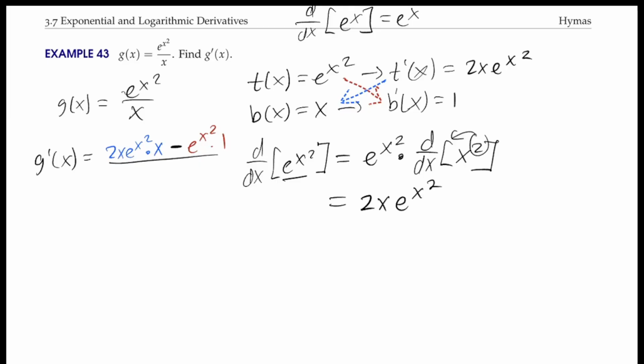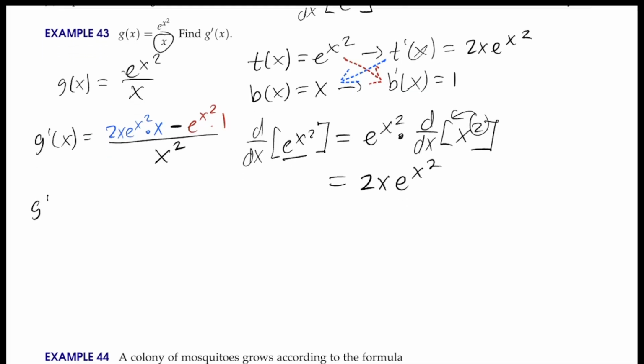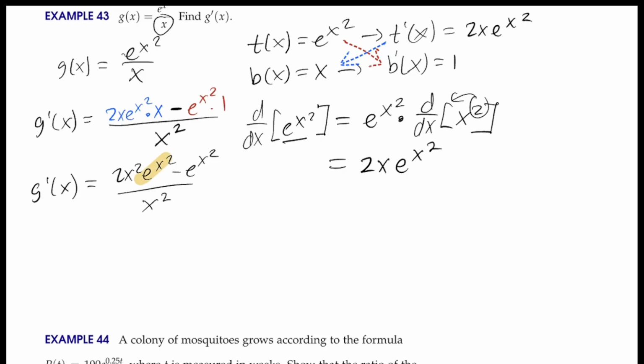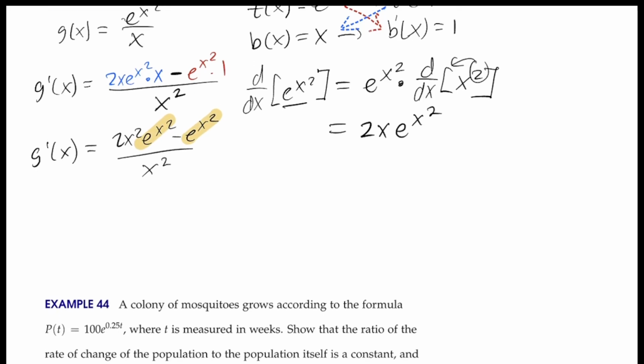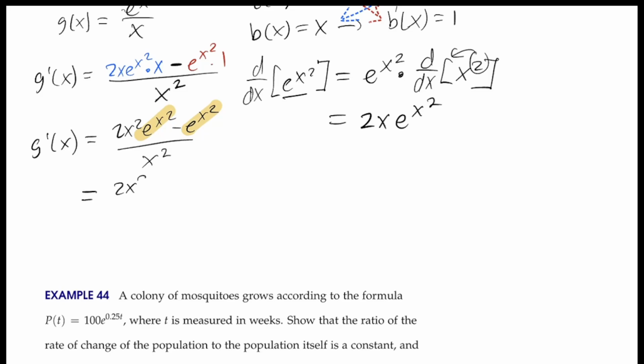I do have a denominator for quotient rule. That is going to be the denominator squared. In this case, my denominator is x, so I'm just going to put an x squared there. So g prime of x is equal to 2x squared e to the x squared minus e to the x squared all over x squared. I personally prefer to factor when I have common terms like this. So I'm going to write this as 2x squared minus 1 times e to the x squared all over x squared. And that is a perfectly fine final answer.